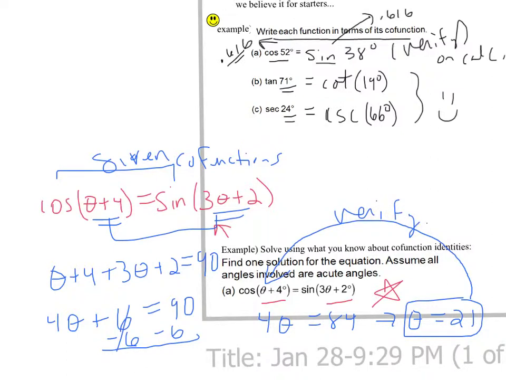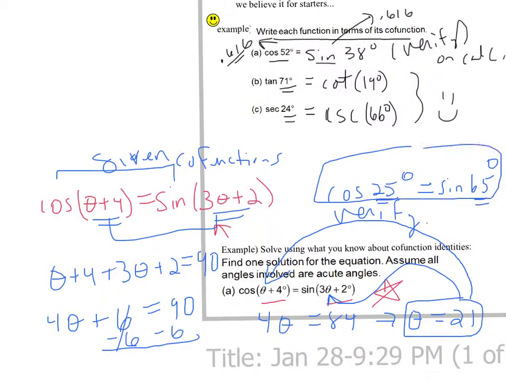What do I mean by that? Well, 21 plus 4 is 25. So, is it true that cosine of 25 degrees is equal to, now take that 21 and throw it right there. Well, 21 times 3 is what? 63 plus 2 is 65. So it's equal to sine of 65. And one thing we're seeing that's good is, hey, 65 and 25, those are definitely complementary. So it's working out. And you could clearly type it on your calculator and verify that as well. Okay? All right, hope that helps.